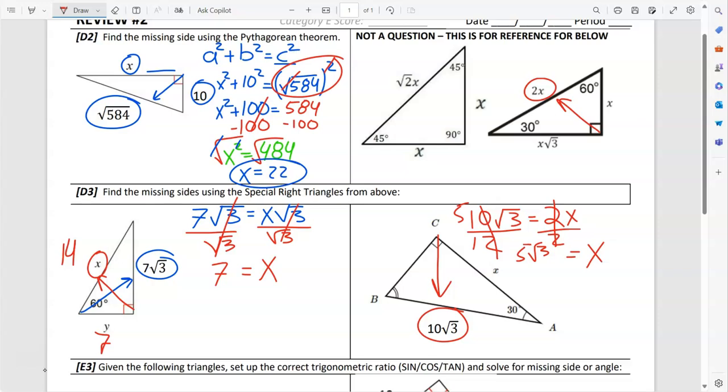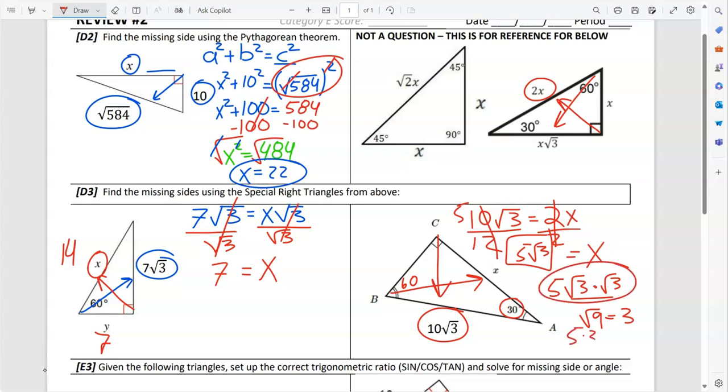Now let's figure out what we need to find. We're looking for something that's opposite my 60. Here's my 30. This must be 60. And so in this case, opposite 60 is x square root 3. Well, we know what x is right here. It's 5 square root 3. So 5 square root 3 times square root 3. This becomes square root 9, which is equal to 3. So really, this is 5 times 3, which equals 15.